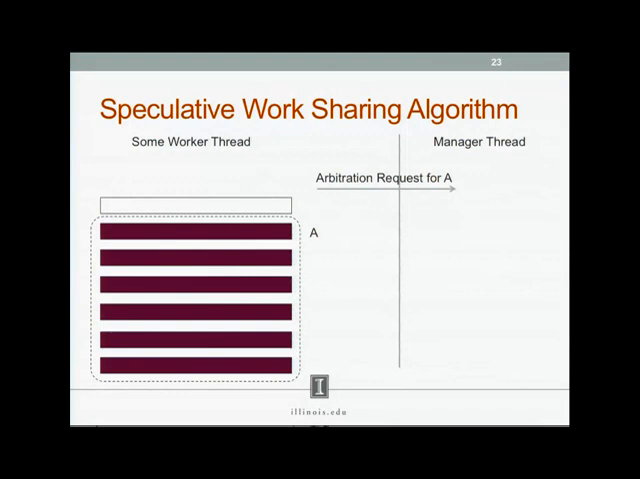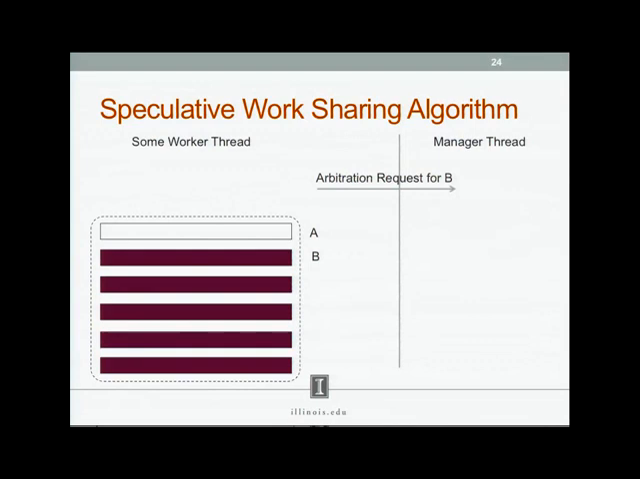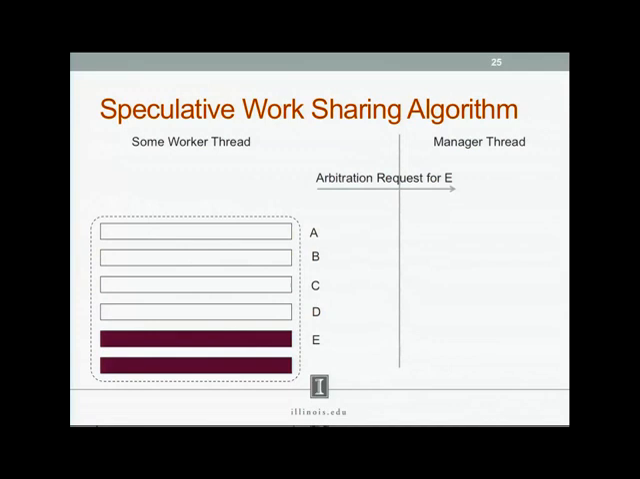Once we start working on this task, we also send an arbitration request for this task to the manager thread, and then we go on to other speculative tasks in the queue and wait for the manager to respond about the speculation we have done. So let's say we have done the speculation for A, B, C, D, and right now we are sending the arbitration request for E, and in the middle of executing E, we get the response from the manager that the speculation for task A was successful. So we commit the result from executing task A. Before that, we don't do anything with the result of executing task A. Then we get the success for task B, and we commit, and so on.